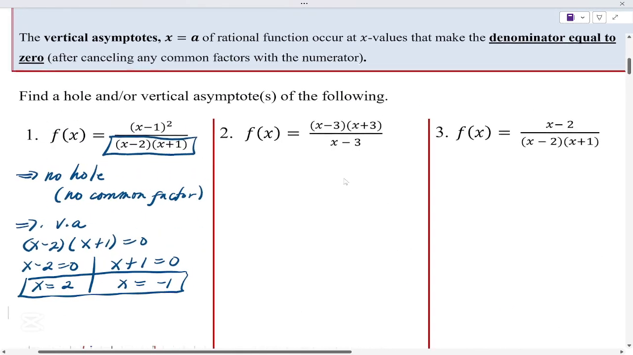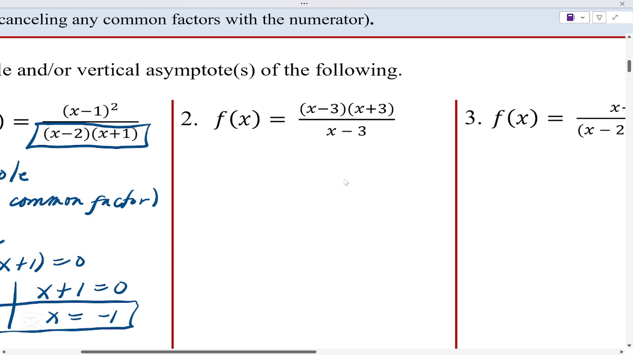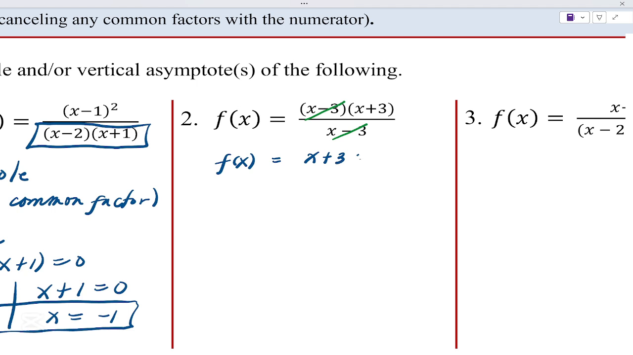Now for the second function, which is x minus 3 times x plus 3 divided by x minus 3. Let us find if there is a common factor, and we can see that there's a common factor of x minus 3. So the new function is f of x equal to x plus 3, where x cannot be equal to 3 because we cancel out this x minus 3. Since there's a common factor x minus 3, we can say that the hole appears at x equal to 3.